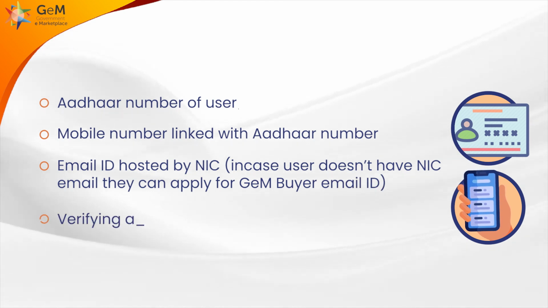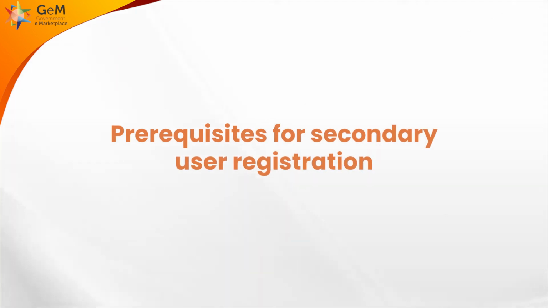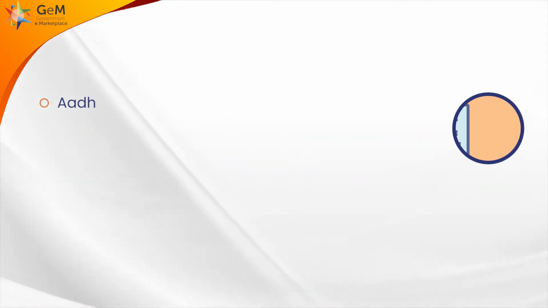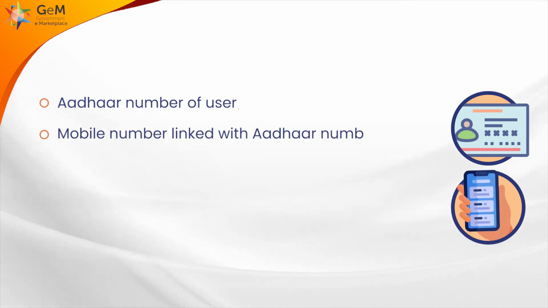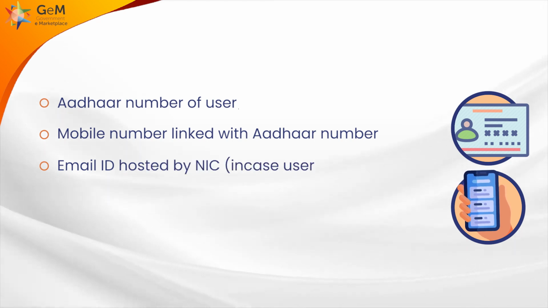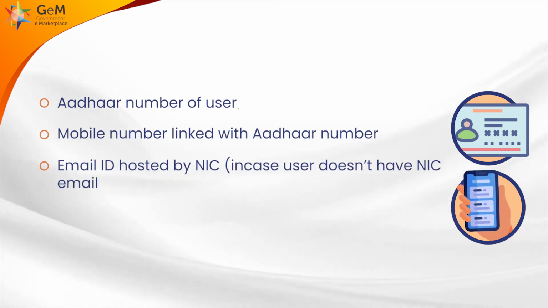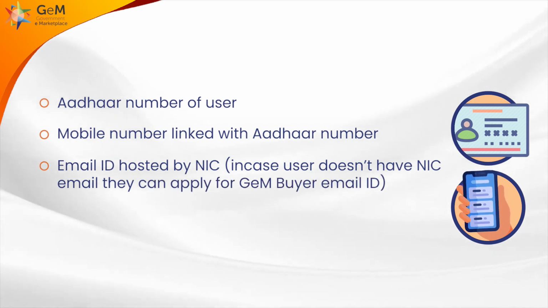4. Verifying authority details. Prerequisites for secondary user registration are: 5. Aadhaar number of the user. 6. Mobile number linked with Aadhaar number. 7. Email ID hosted by NIC. In case user doesn't have NIC email, they can apply for GEM buyer email ID.